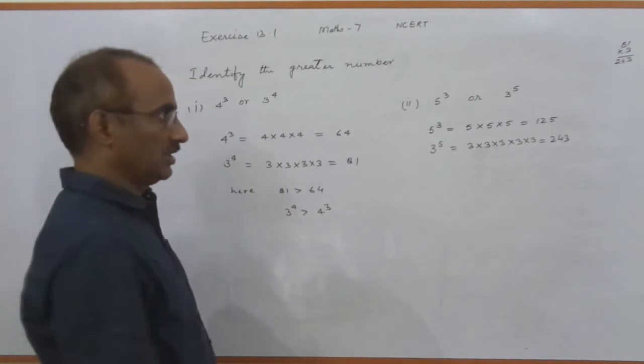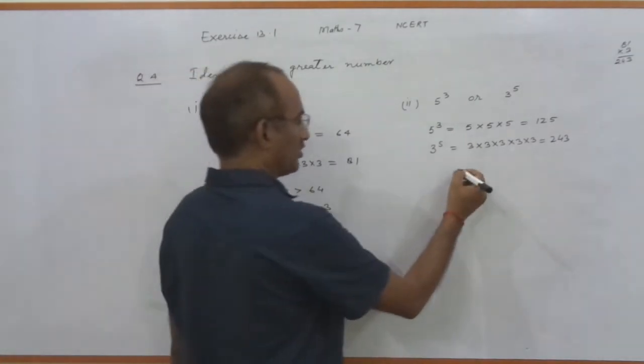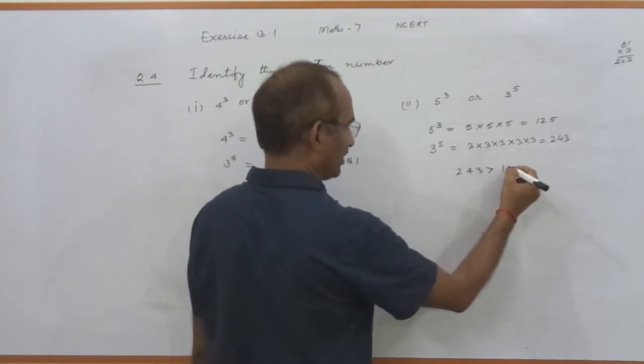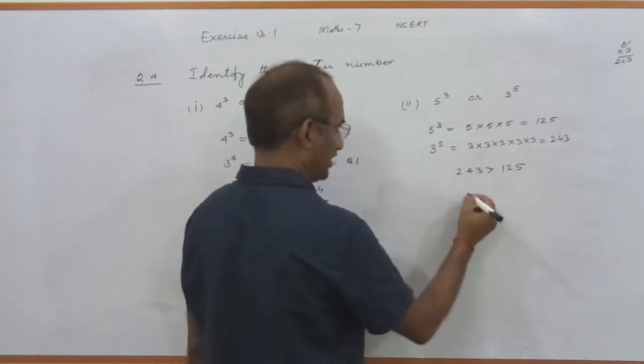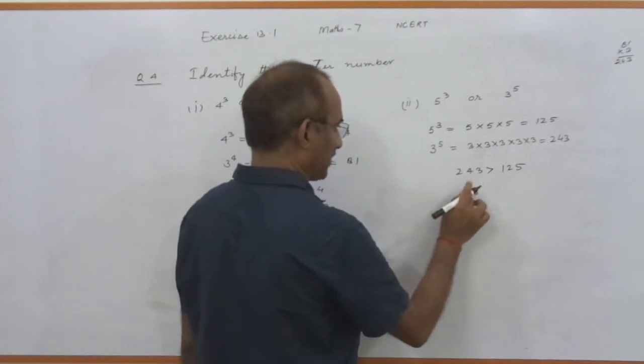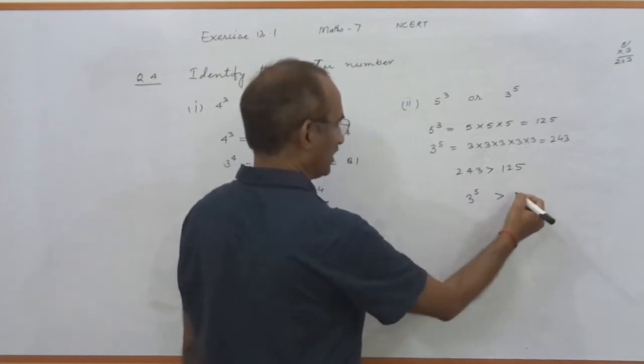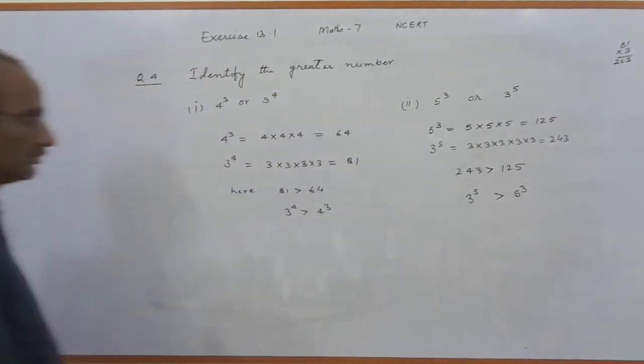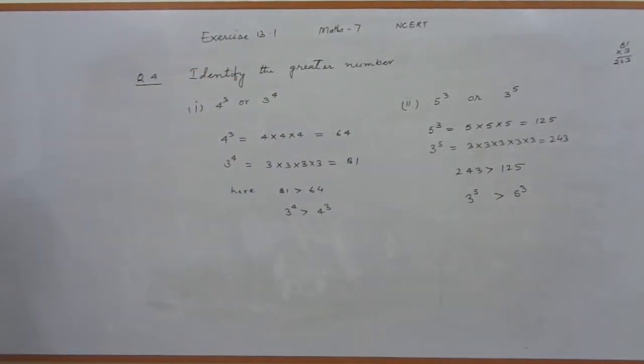Here 243 is greater than 125. So 3 raised to the power of 5 is greater than 5 raised to the power of 3. This is our answer.